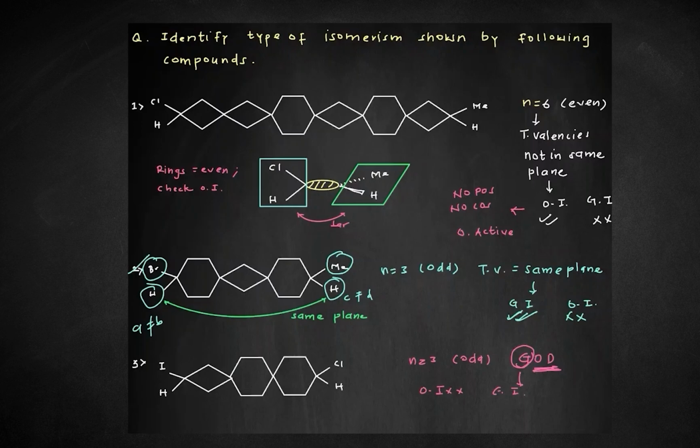Now check the condition for geometrical isomerism: iodine and hydrogen not equal, chlorine and hydrogen not equal. So this compound will be showing geometrical isomerism and will be optically inactive. So simultaneously, in such complex systems, you have to check geometrical as well as optical activity.